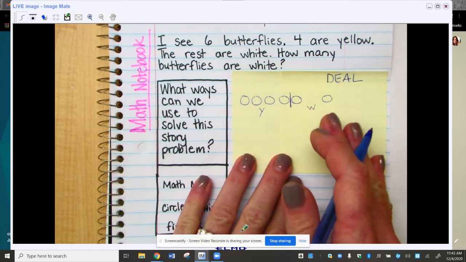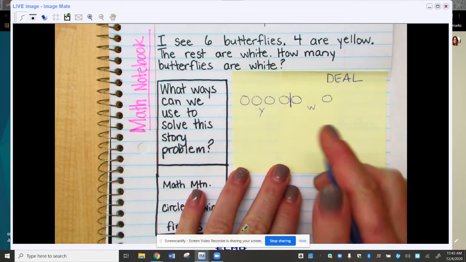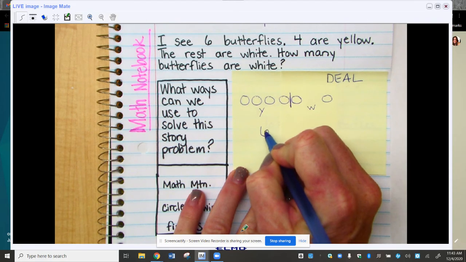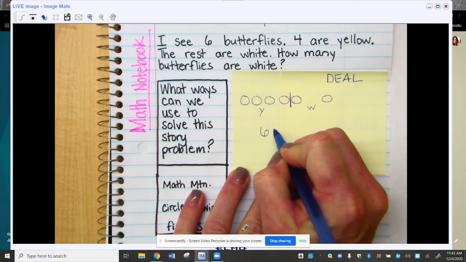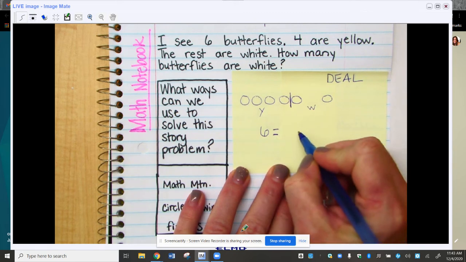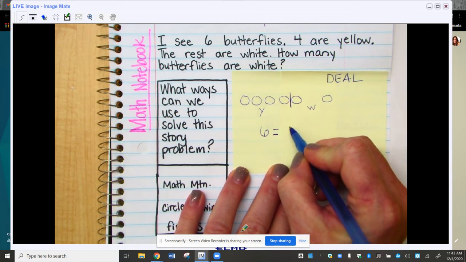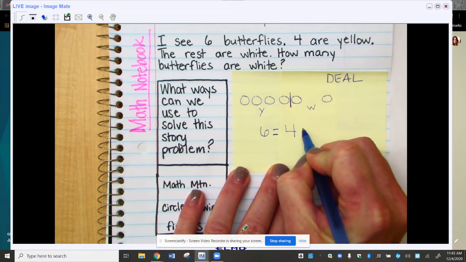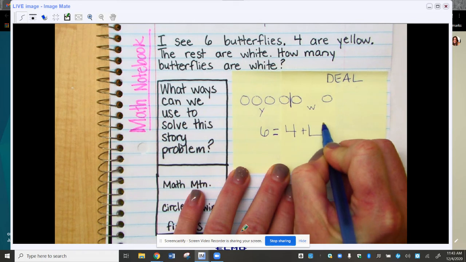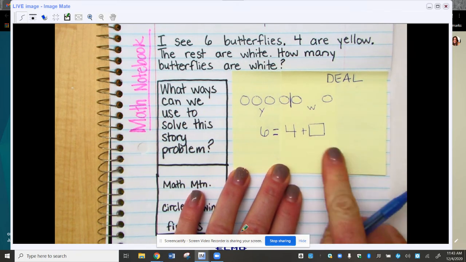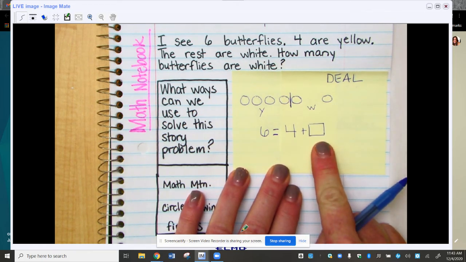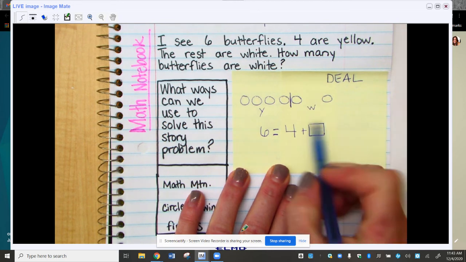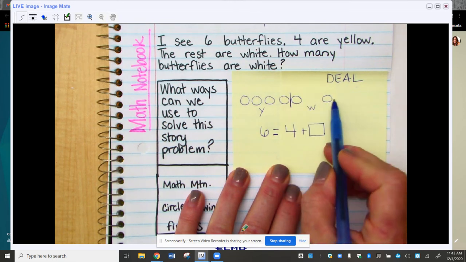So now I'm going to go ahead and try and write my equation from this. We started with 6 butterflies. That was our total, okay? And I like to put my equal sign there. And what are the partners that made the 6 butterflies? Well, there were 4 yellow ones and an unknown partner. We had to solve to figure out this number, the partner that was missing. And we decided that there were 2 white ones.